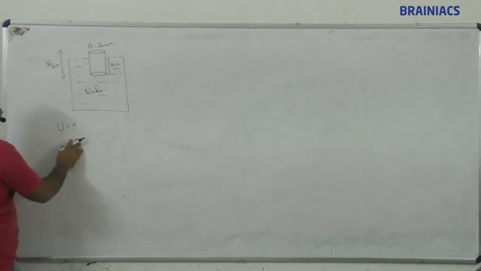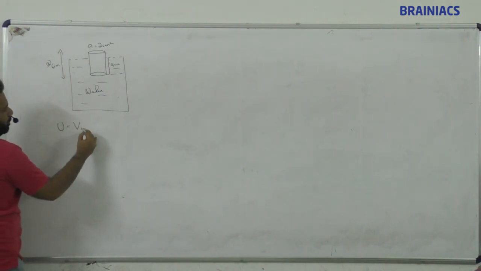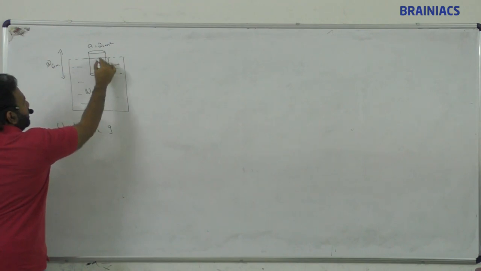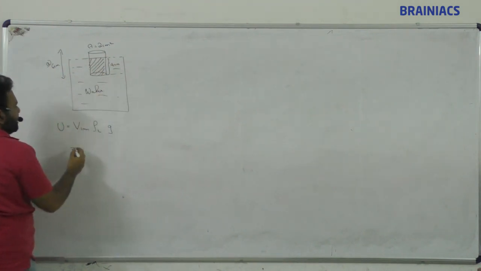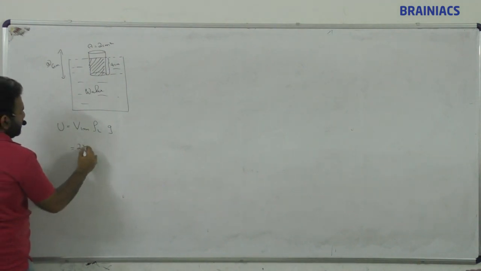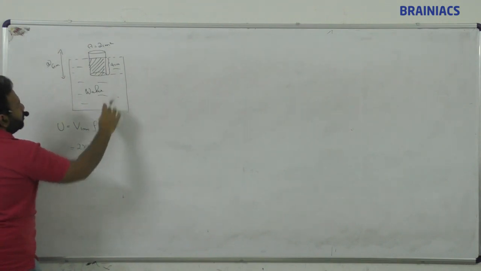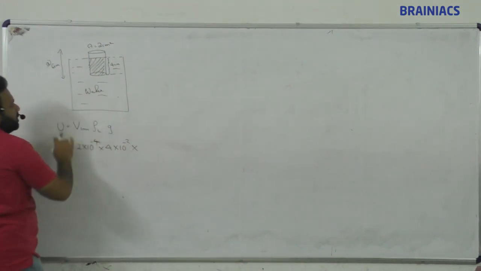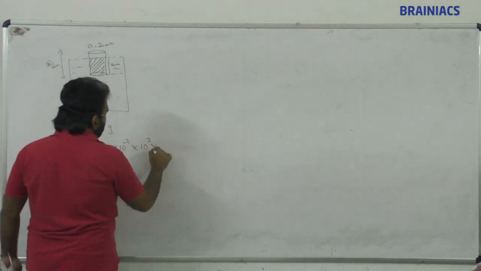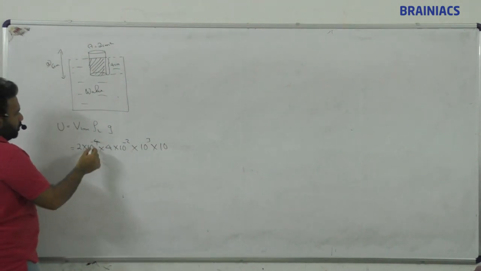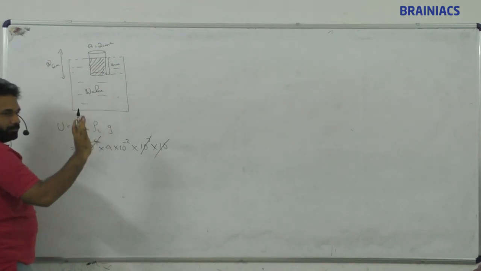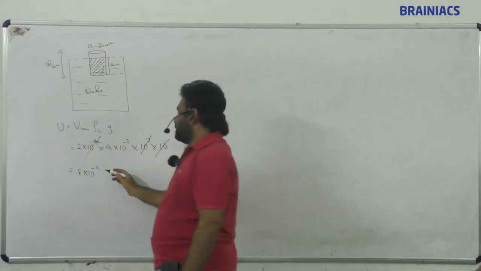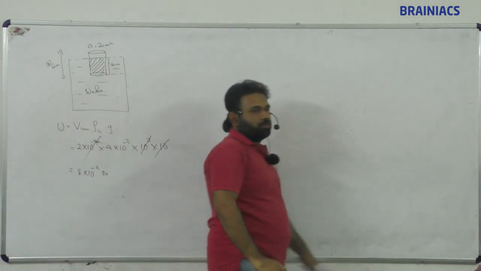What is the answer? Upthrust is equal to V immersed into rho l into g. What is V? This much volume. Correct? We are interested in this volume. How much is that volume? Area into length. Area is given as 2 centimeter square, 2 into 10 raised to minus 4, into this much length only we need, right? So this into 4 into 10 raised to minus 2, into density of the water, which is 10 power 3, into 10. So this is going to be 8 into 10 raised to minus 2. What is the unit? Newton. 8 into 10 raised to minus 2 Newton. Okay, clear.